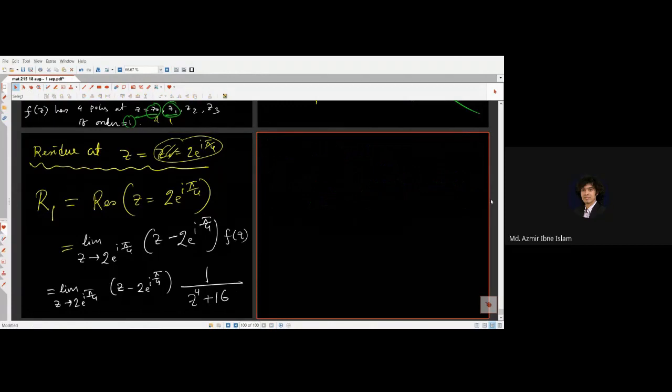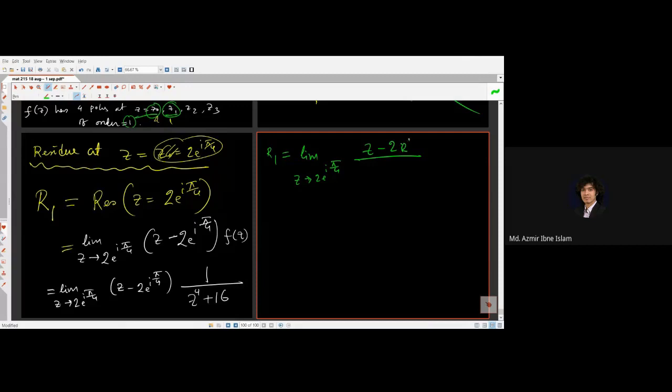I have mentioned that today we will discuss some complicated problems, and these are the complicated problems. But the process is just the same as before. So limit z tends to 2 e to the power i pi over 4. We can write this one in the upper part, 2 e to the power i pi over 4. That means we are writing this part times 1 over z to the power 4 plus 16.